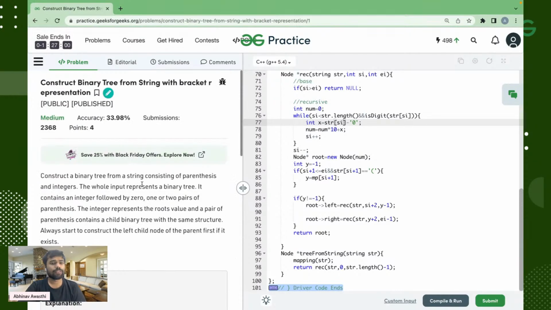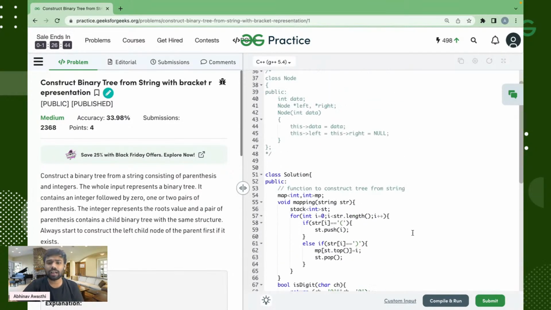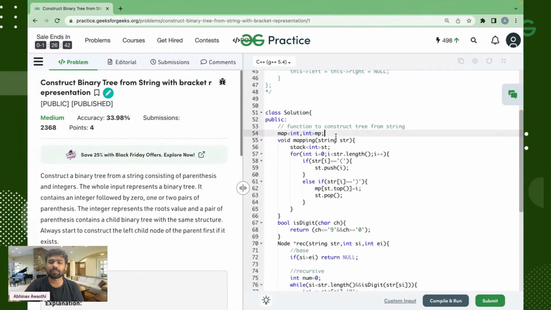And if we talk about the time and space complexity, it is obviously order of n and order of n, because we are just iterating the complete string and that's all. So if the string length is n, its time complexity will be order of n. And because we are having a map and a stack, that's also order of n space complexity. So that's the problem actually.